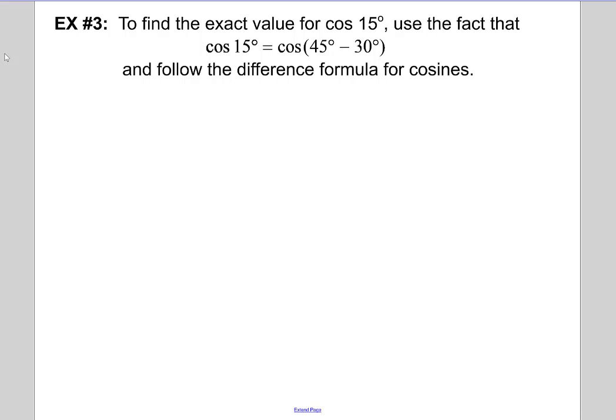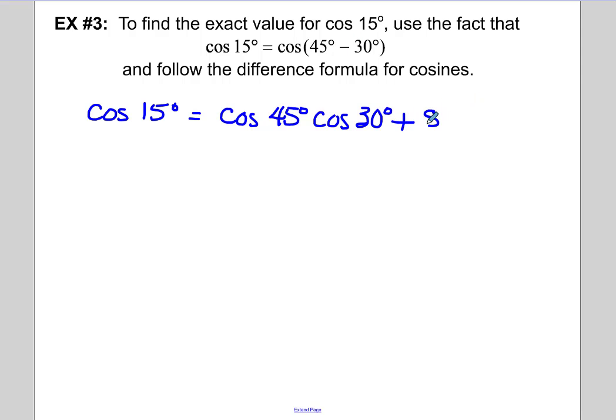For example 3, we want to use the fact that cosine of 15 can be found using 45 degrees and 30 degrees. These are two values on our unit circle. So to rewrite cosine of 15 degrees, that could be cosine alpha, cosine beta, and then this is minus, so expanding we're going to add, and then sine alpha, sine beta. So cosine, cosine, sine, sine. We're alternating 45 and 30.